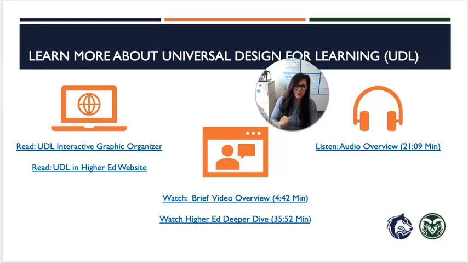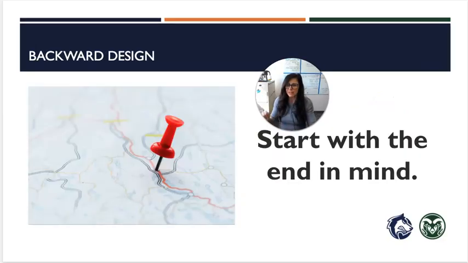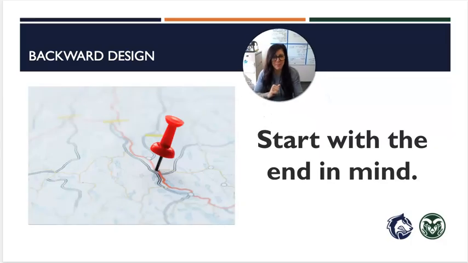We just finished up talking about universal design for learning, and now we're going to have a discussion about backwards design. Backwards design is an effective planning method that encourages us to start with the end in mind. Instead of sitting down in front of our Blackboard course and starting to add learning activities, we begin with what we want students to achieve, or the learning outcomes.